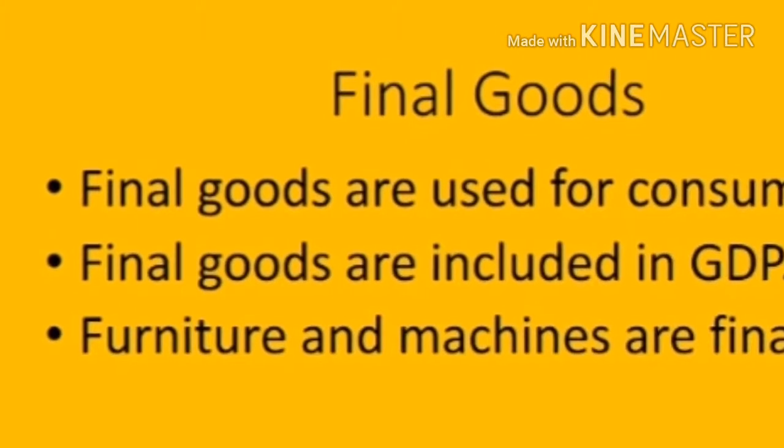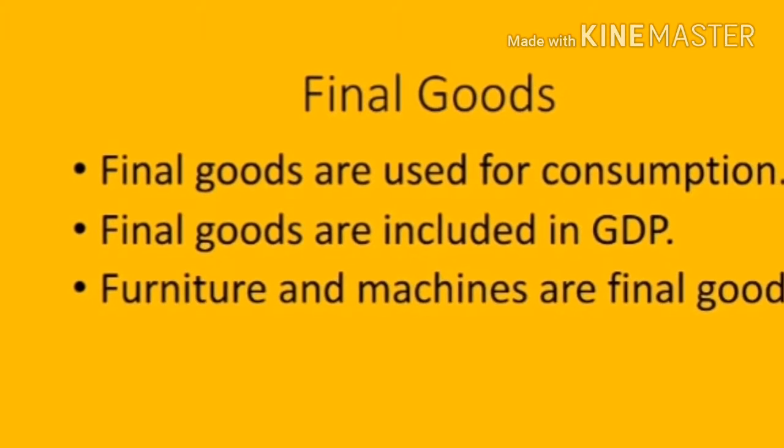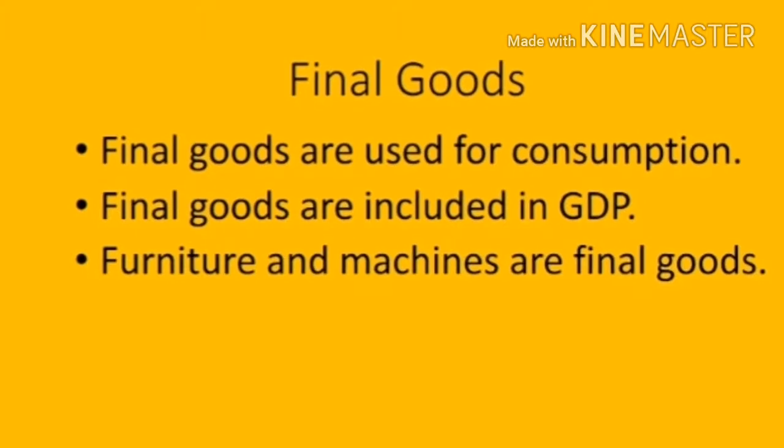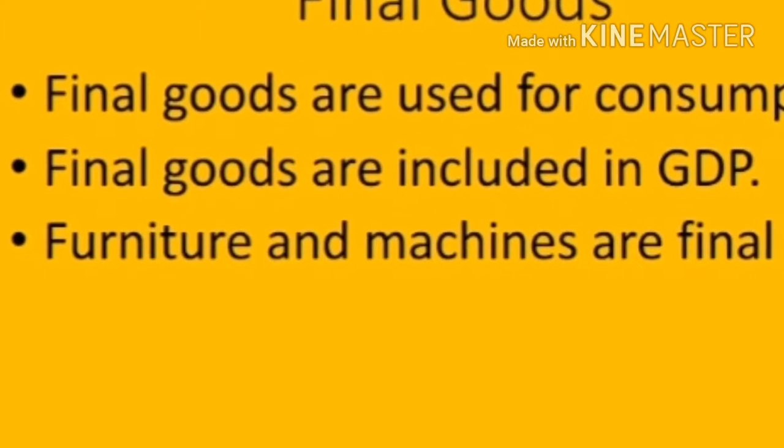And our next point is final goods. Final goods are used for final consumption. Final goods are included in GDP. So students, for example, furniture and machines are final goods.